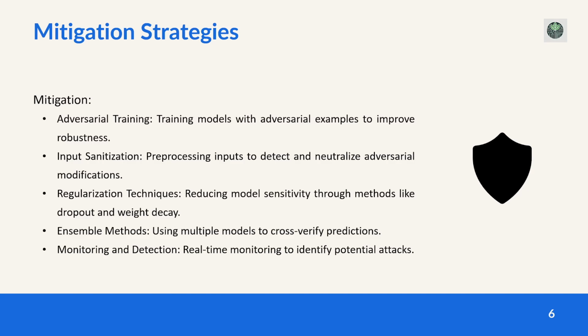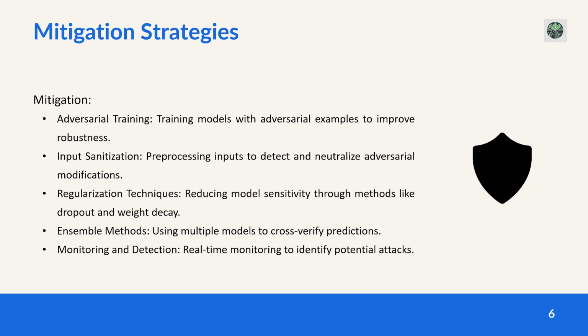Now, here's the big question. How do we mitigate these evasion attacks? There are several strategies that can help. First, we have adversarial training. This involves training the model using these adversarial examples. We want to basically teach the model to recognize and defend against these attacks.